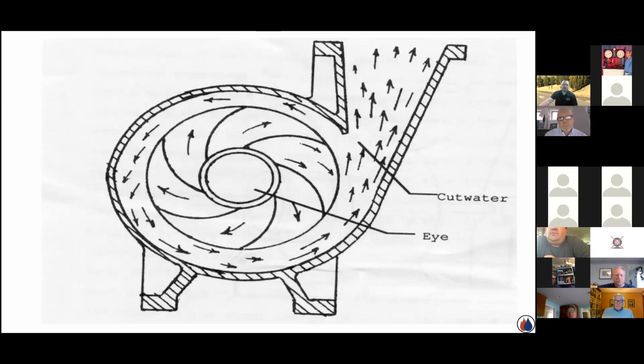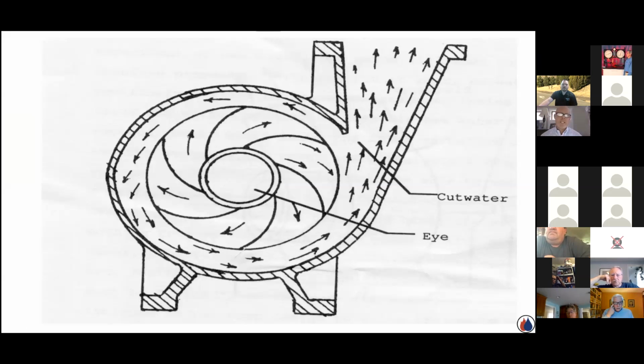Here is a better picture, more probably of an end suction pump. As it's spinning and this velocity is added, when it discharges out the volute, the discharge port, this velocity is converted, if you will, to pressure.